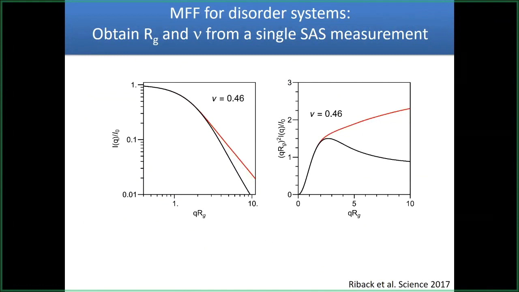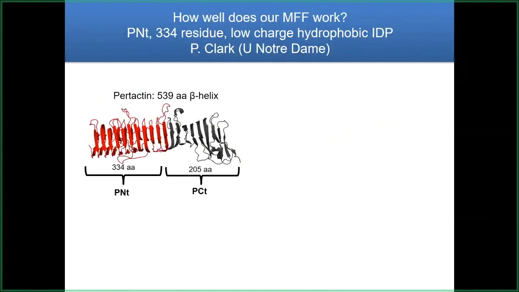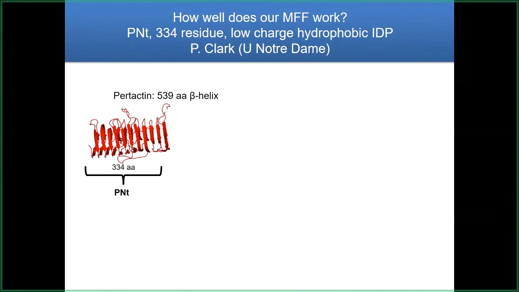All right, so how well does it work? Let me give you a real-world example. This is pertactin. It's an autotransporter, a membrane protein. The details of its function aren't too important for the moment. What is important is if I chop off 200 residues at the C-terminus, I get the N-terminal part, the pertactin N-terminal domain, PNT. This 334 amino acid protein normally forms a beta helix, right? Beta strands, but in a helical pattern, hence the name beta helix. This turns out to spontaneously unfold even in water.